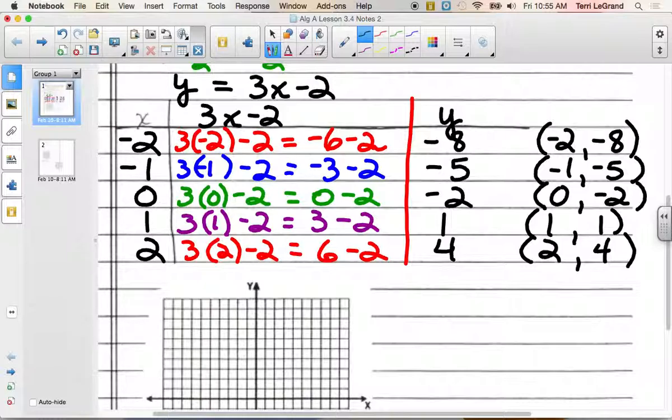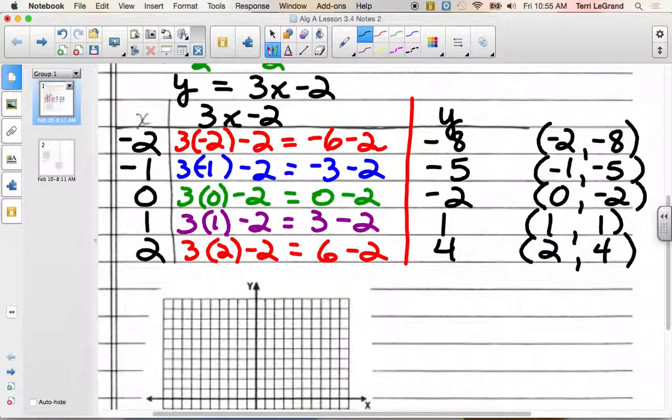Now, if there is a pattern in the y's, that means there's also a pattern in the x's. What's the pattern in the x's? It's plus 1. It's going up by 1. So if you have a pattern going on in the x's, and you start to see a pattern develop in the y's, you can say, oh, I think I know what the next one's going to be. But again, we're going to show the work until we're really good at this, okay?